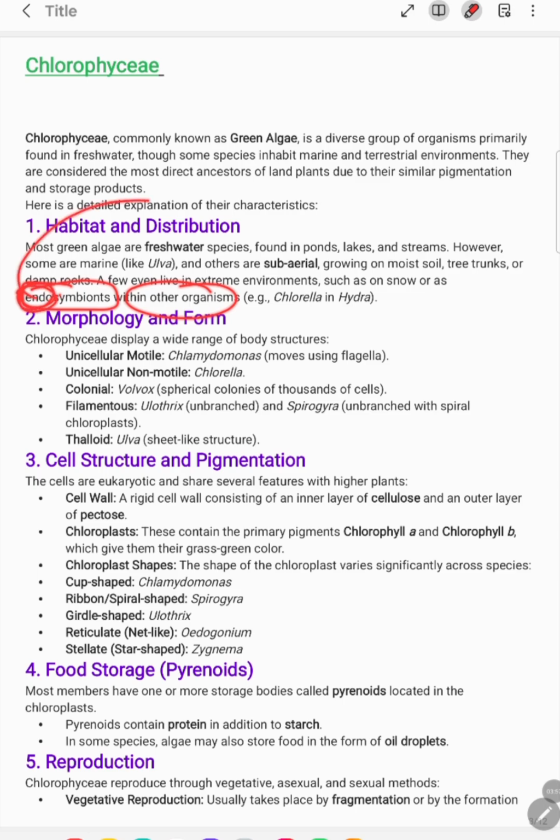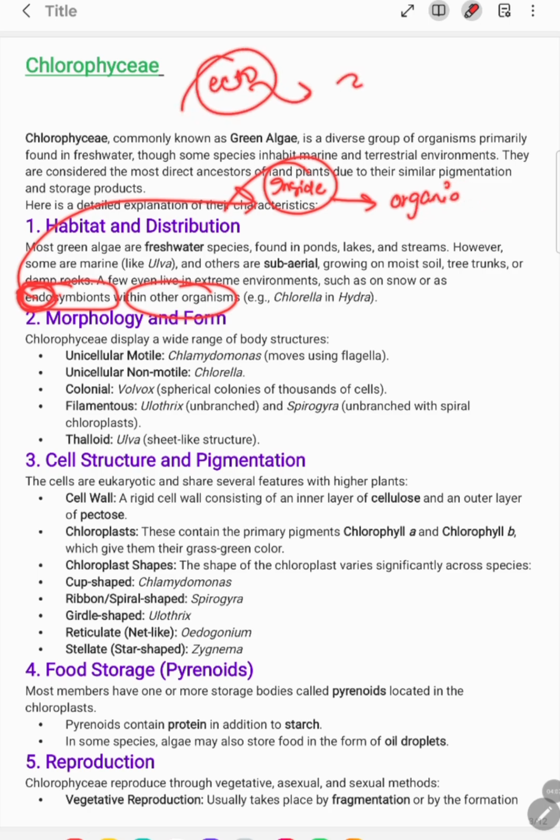Endo meaning inside of the organism. Another term is there, ecto. Ecto meaning outside.